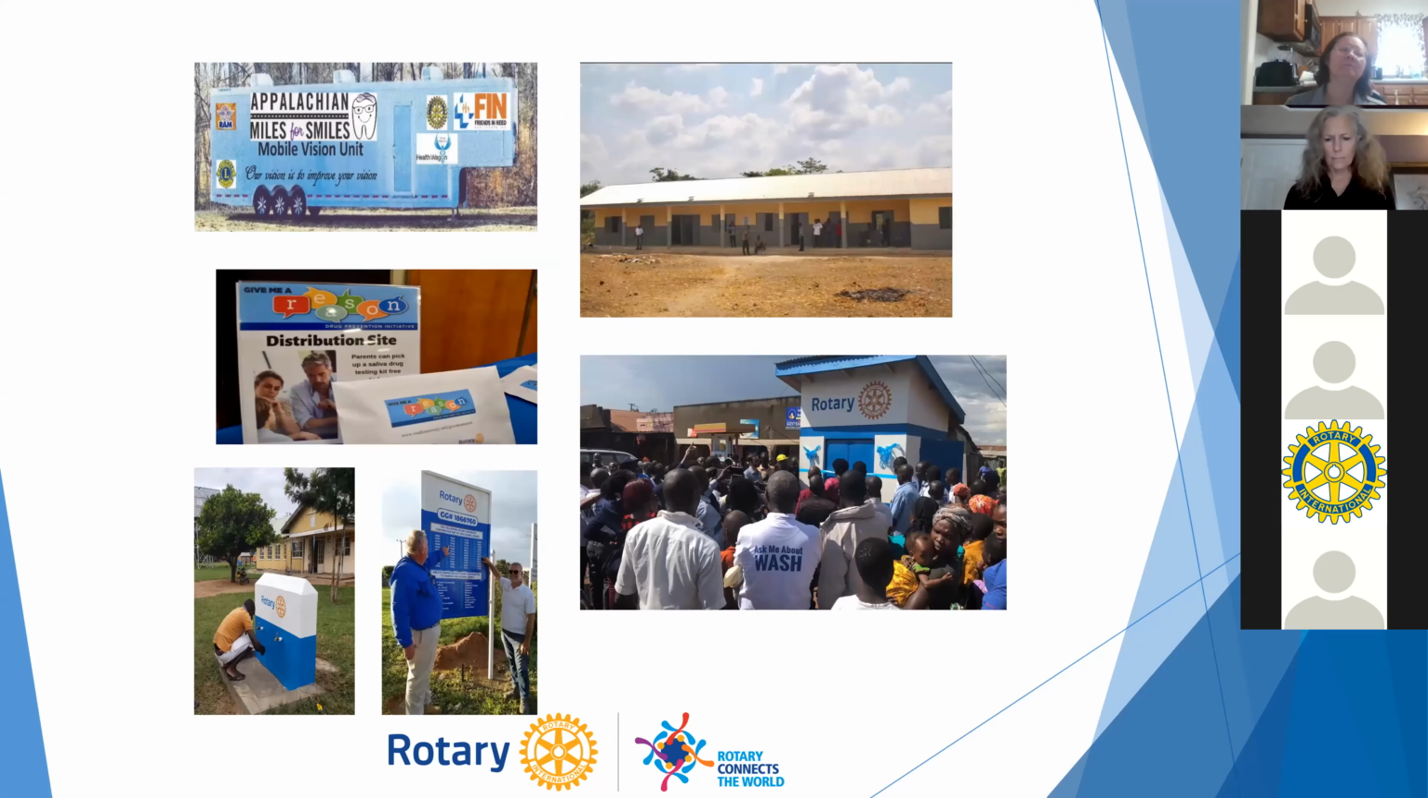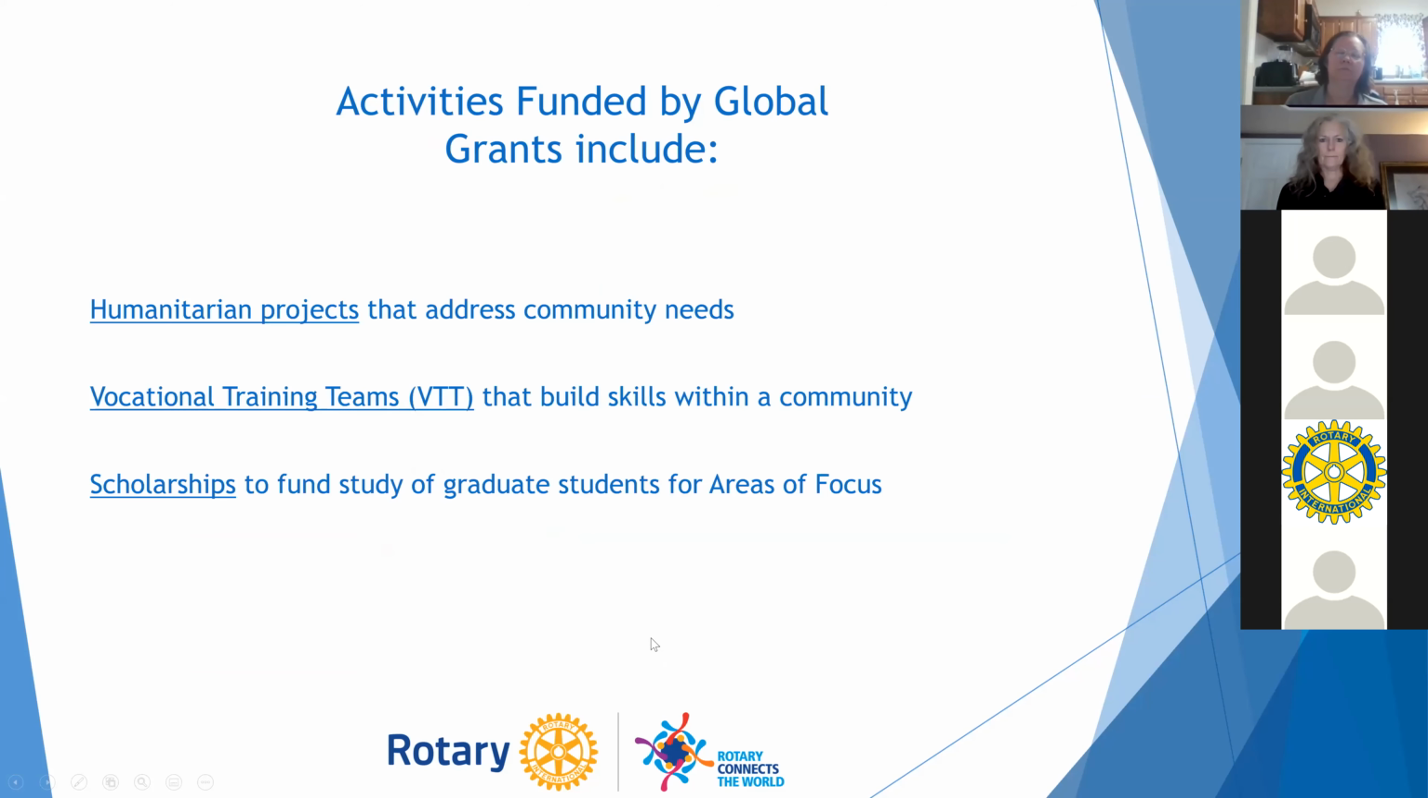Here are some photographs of the mobile vision unit, a distribution site for home drug testing that is part of the Area 1 project. Here is past District Governor George in Uganda, and you can see some of that. Those three photographs at the bottom are from Uganda, and the school building is in Ghana.